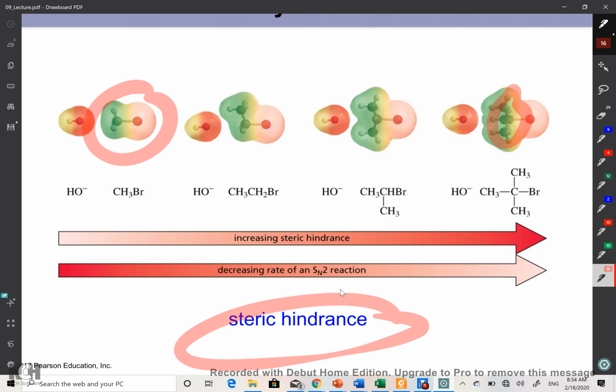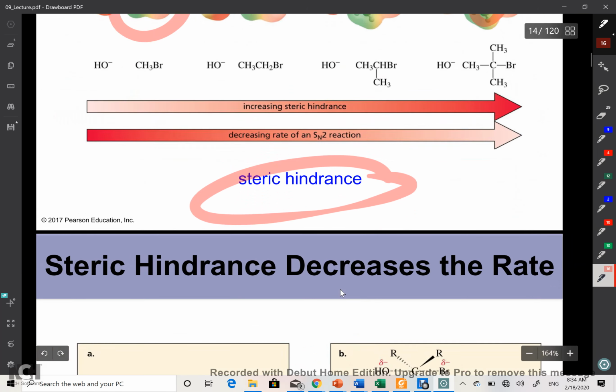So the more sterically hindered the molecule is, the lower the probability for that molecule to undergo an SN2 reaction. The bulkier the molecule is, the fewer the chances for that molecule to undergo an SN2. The smaller the alkyl halide, the more liable the alkyl halide will undergo an SN2. Does that make sense? That's what we need to take here.